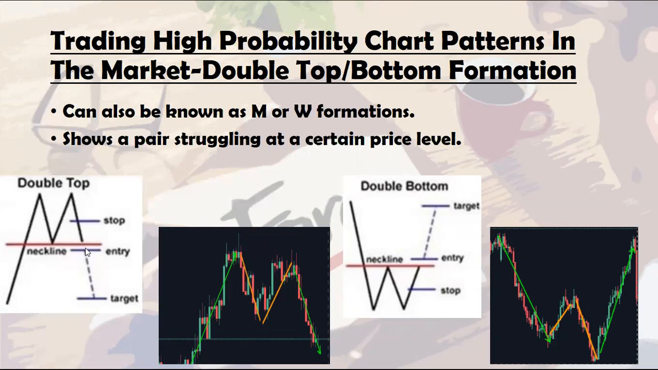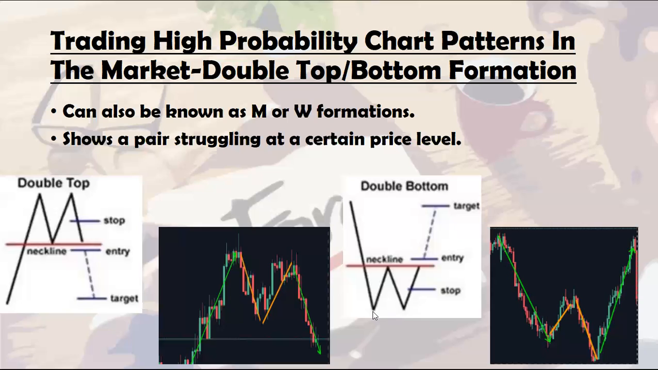Now, if you're looking for a buy opportunity, this is where you'll look into your double bottom. The double bottom is just like the double top, but the opposite. Price comes down to a certain price level, rises, then comes back down to almost that same price level, and then it'll rise back to that neckline.